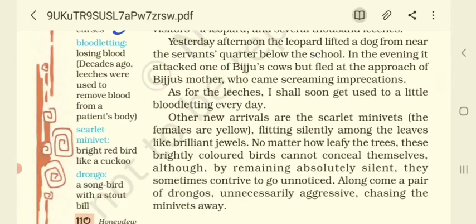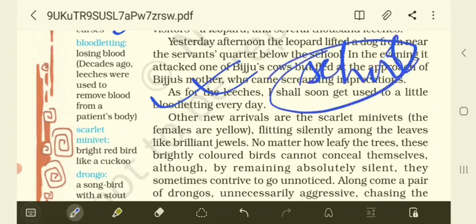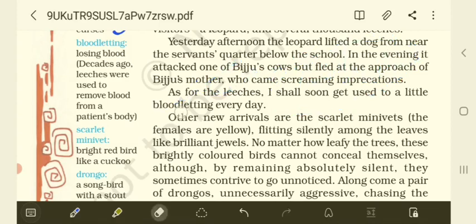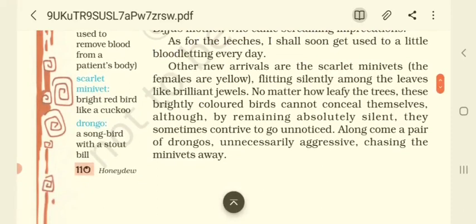Okay. As for the leeches, I shall soon get used to a little bloodletting every day. So he says, as far as leeches are concerned, he's sure the leech attacks will not stop anytime soon. So he says he is kind of getting used to it, because leeches are of course going to come and get the better of him. Okay. So as we read further lines, new words will come.